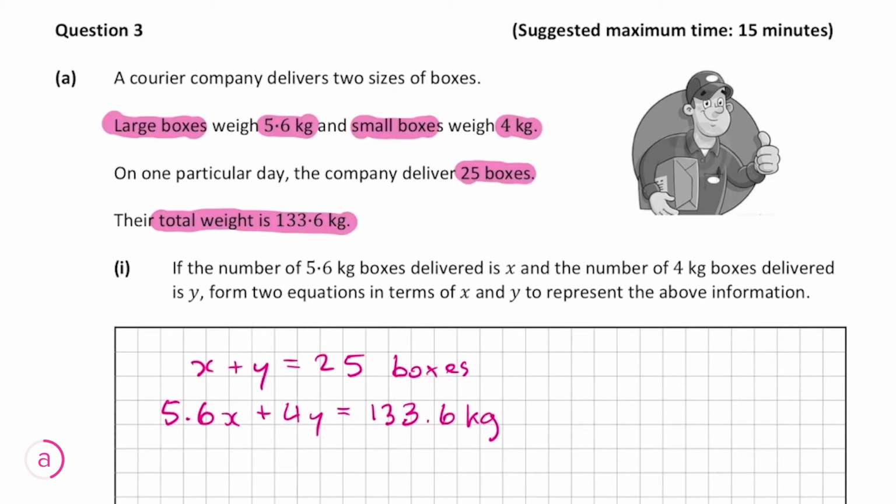And if you're not sure how to do this at first, I'd go back and read the question again and highlight all the important bits, and then it makes it clear what you have to represent in the equations. So for example, we know the two pieces of information we're given is the weight of the small and large boxes, and the other two pieces of information we know is that their total must equal 25 boxes and their total weight must equal 133.6 kg.